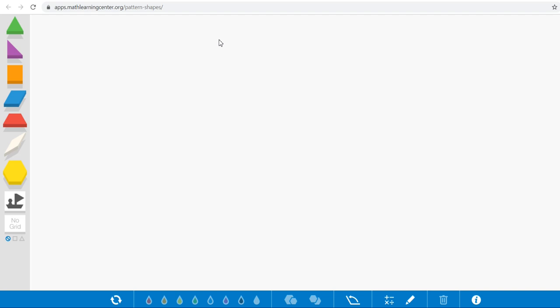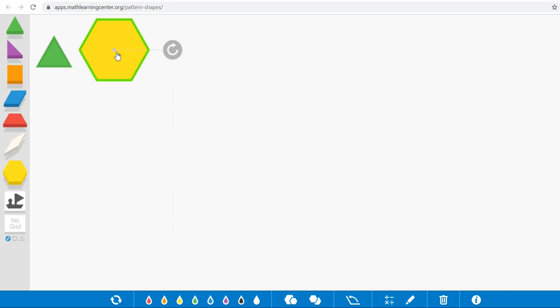All right, so I'm going to just start off by making a simple AB pattern. An AB pattern is a pattern that has two objects in it that repeat one after another. So you're just taking turns with two objects. All right, so I'm going to start with a green triangle. So I'm going to place the green triangle here. Okay, that is my A. And then I'm going to get my next shape, and I'm going to use a yellow hexagon. There we go, and that is going to be my B.